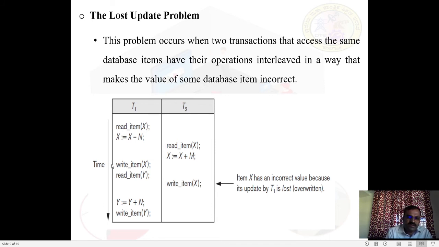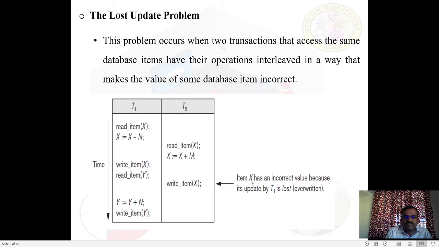Then reading another variable y. y is equal to y plus n. For example, y is equal to 20, 20 plus 5, 25, and then writing 25 onto the database. Here, the update writing the value 75 onto the database is lost. It's called the lost update problem.